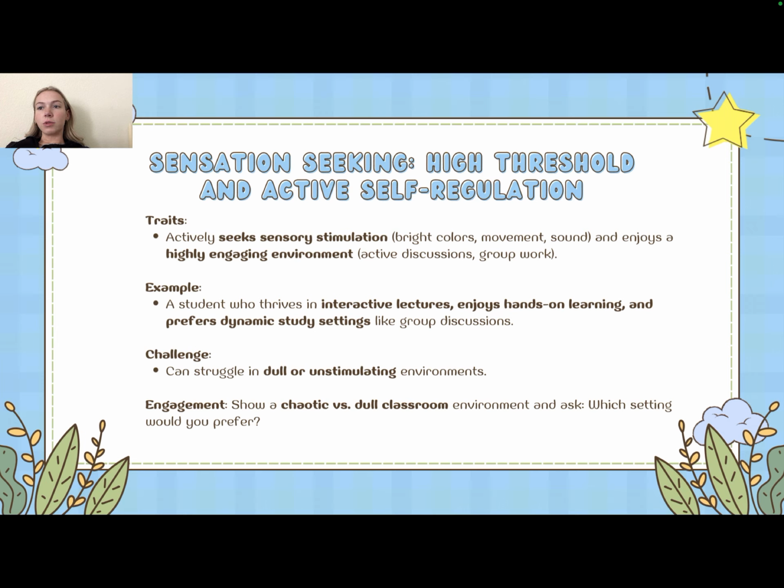Sensation seeking is the first quadrant. They have a high threshold for sensations and actively self-regulate. They might seek out bright colors, movement, sounds, and they enjoy a highly engaging environment such as group discussion. A specific example of what a student might look like is those who thrive in interactive lectures, hands-on learning, and prefer dynamic study settings. A challenge for them might be a dull or unstimulating environment.